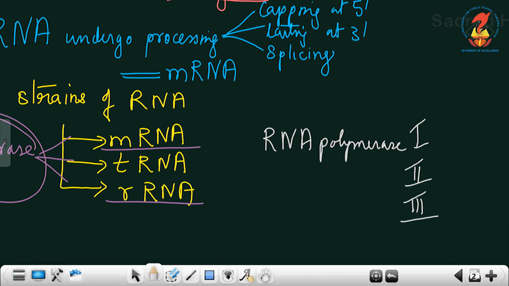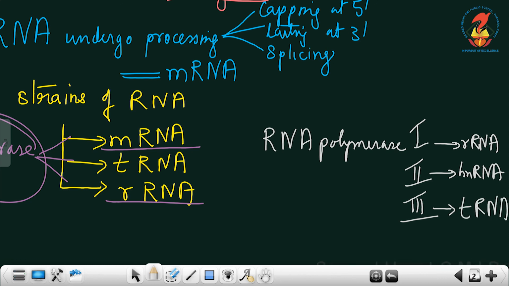Now RNA polymerase 1 synthesizes rRNA. RNA polymerase 2 synthesizes the hnRNA, or we can say the mRNA. hnRNA is found only in eukaryotes because it is a heterogeneous RNA comprising introns and exons. So the precursor or the first transcript that is formed as a result of transcription is called heterogeneous RNA. Later, after its processing only, we get the final mRNA. So that is called hnRNA, and RNA polymerase 3 synthesizes the tRNA.